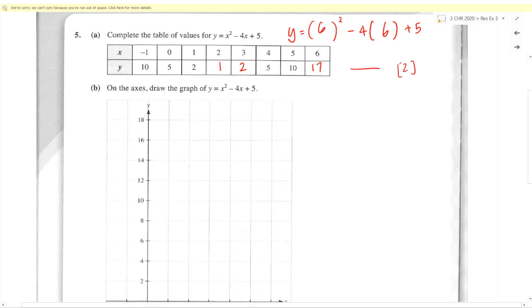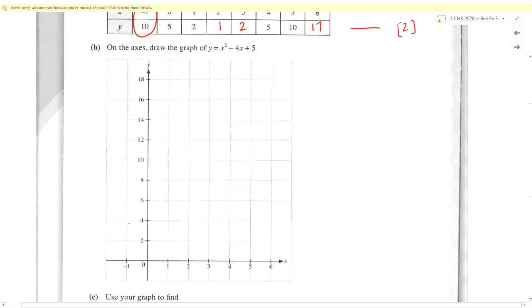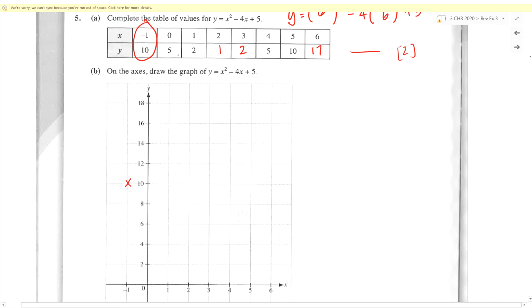Now we are going to draw the graph. You have to do it accurately. Group them together. x is negative 1: block negative 1, level 10. Mark it out across. Block 0, level 5. Mark it out exactly here. Block 1, level 2. Block 2, level 1. Block 3, level 2. Block 4, level 5. Block 5, level 10. Block 6, level 17.